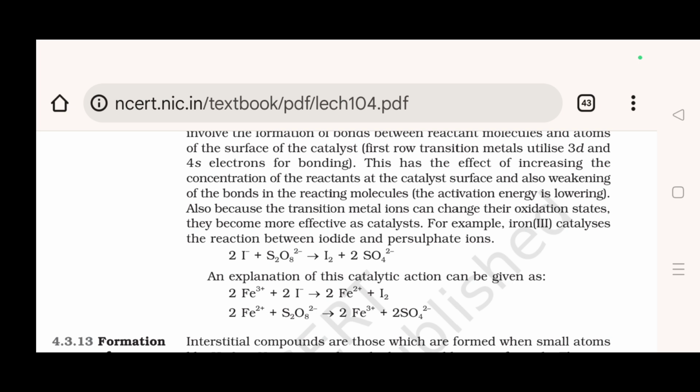Also, because the transition metal ions can change their oxidation states, they become more effective as catalysts. For example, iron(III) catalyzes the reaction between iodide and persulfate ions: 2I- + S2O8 2- gives I2 + 2SO4 2-.